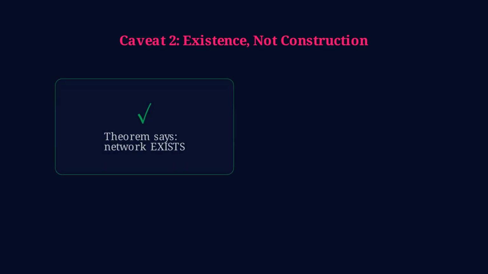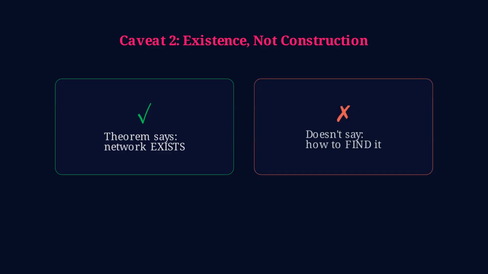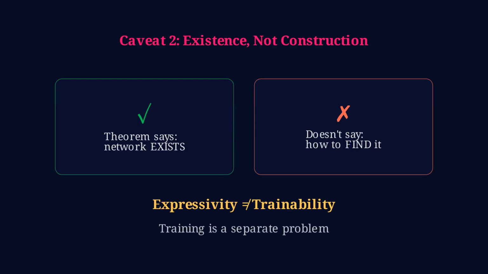The theorem is an existence result. It says a network exists that can approximate your function. It doesn't tell you how to find that network. It doesn't give you the weights. It doesn't tell you whether gradient descent will converge to those weights. Training is a separate problem. You might get stuck in a local minimum. You might need careful initialization, learning rate tuning, regularization. The theorem guarantees expressivity. It doesn't guarantee trainability.